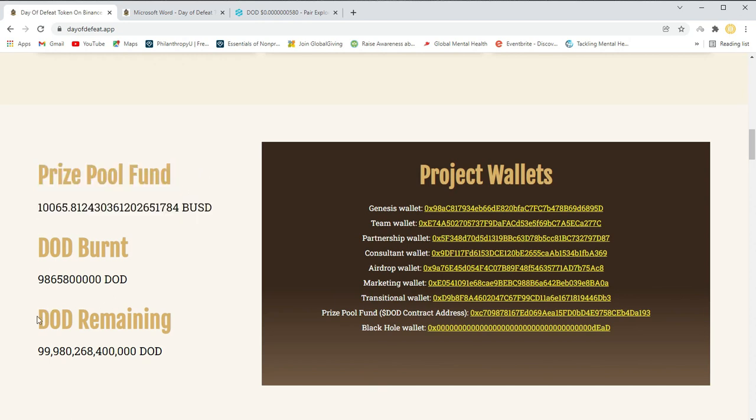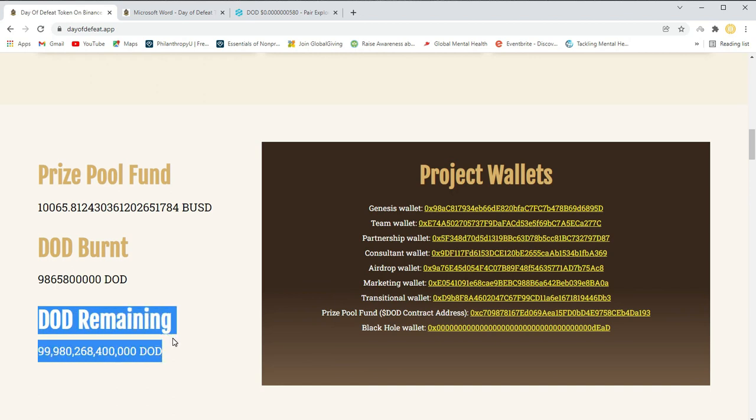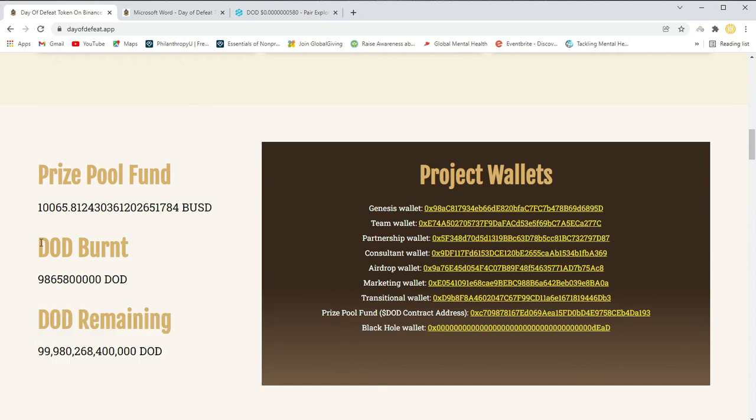And the second condition is on the remaining DODs. The price pool fund would be opened by the smart contract if the number of DODs remaining is less than or equal to 1 billion. And finally, the third condition is on the DODs burnt. So this price pool fund would be opened by the smart contract if the number of DODs burnt is greater than or equal to 99.9 trillion DODs.